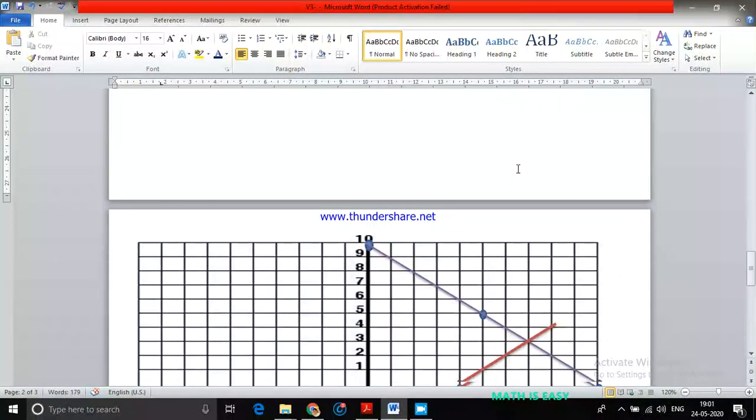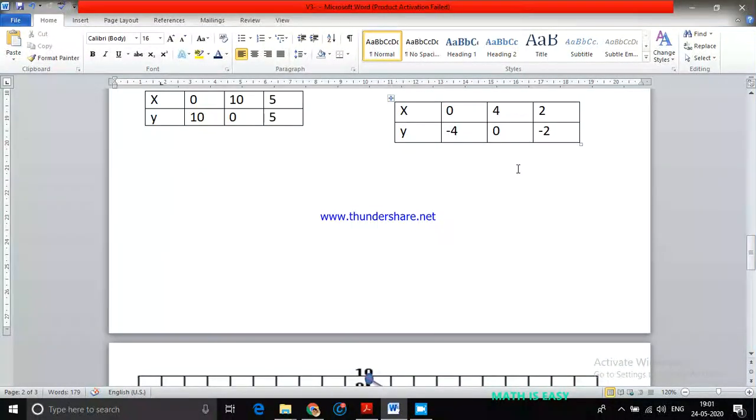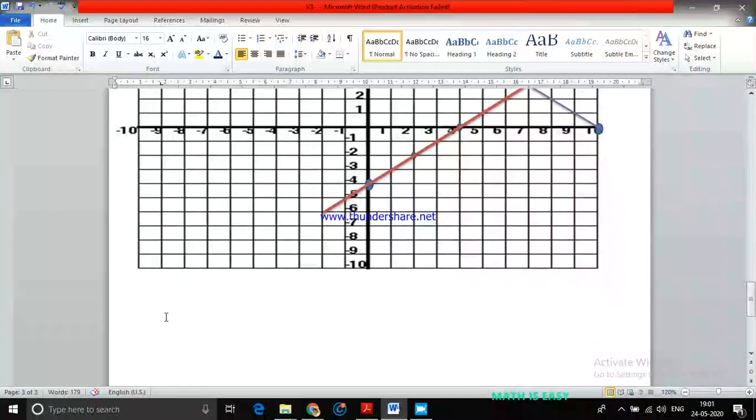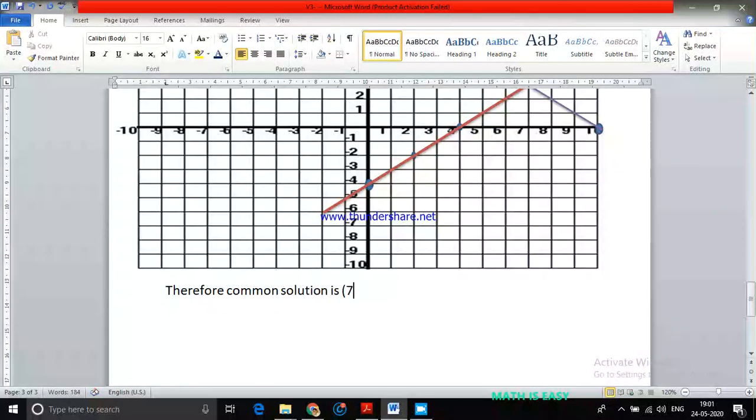So at the end you will write, therefore the common solution is 7 comma 3. Okay, that's it. So this is how you solve the questions by using the graphical method.